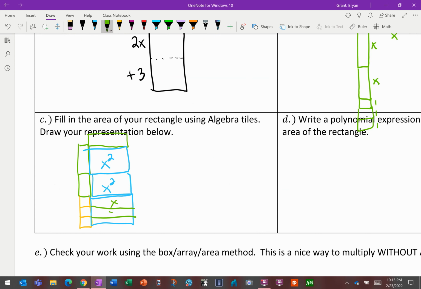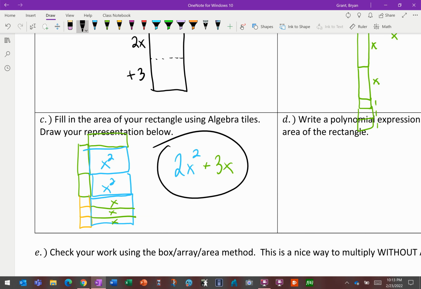And we had our x and our x and our x. So the inside of my rectangle has 2 of those x squareds, and then 3 of those x's which are positive. So the inside of my rectangle is 2x squared plus 3x.